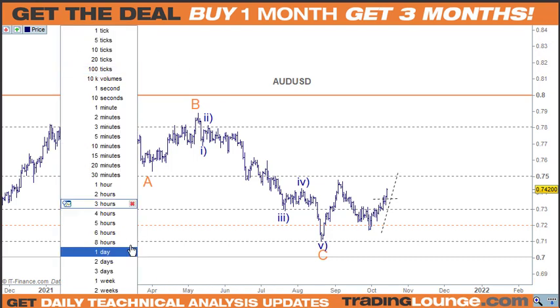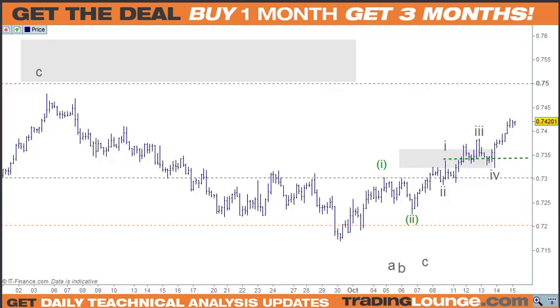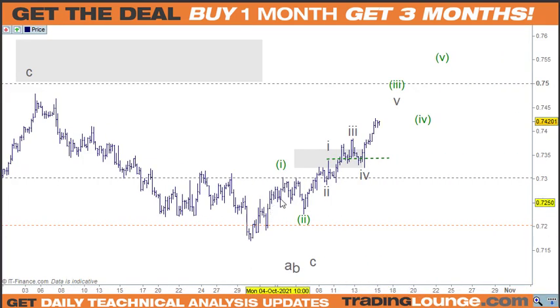There's a couple of ways to count it to the upside. This is one way with 1, 2, 3, 4, 5, 1, 2, 3, 4 here, and then 5 up here. This needs to go up further. That's not finished. 1 and 2. There'll be 3, 4, and 5 there, then 4, and then 5. That will take us to 75.